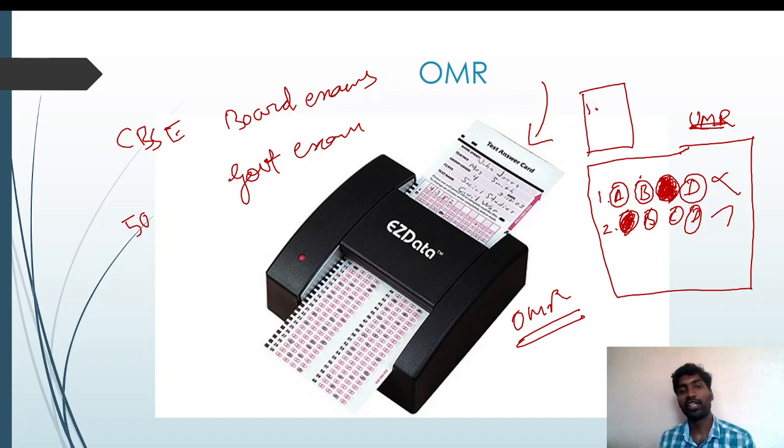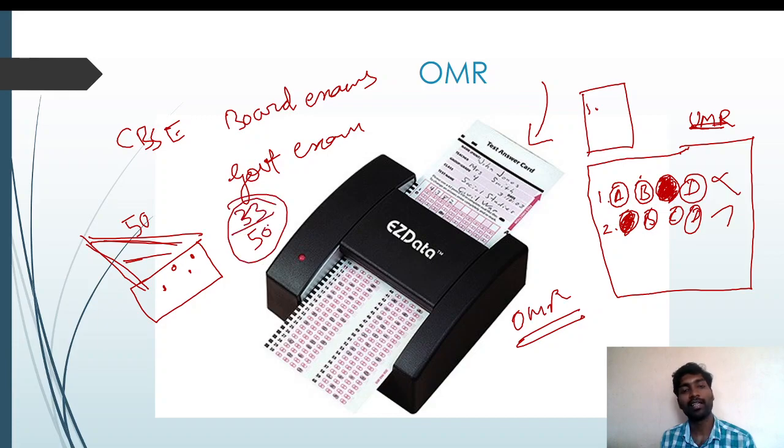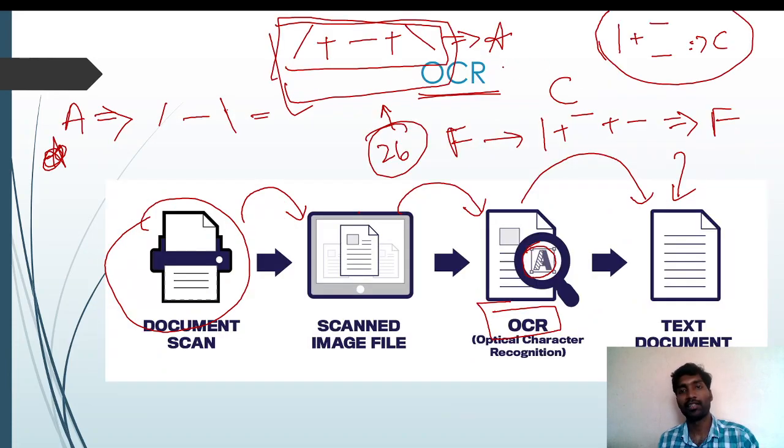Like that, in this machine, based on the absence of the shade, light will pass through the paper here. So based on the absence of the shade, it will give the mark. Out of 50 you scored 33. Are you getting? Like this it will give us the marks. Okay, this is the OMR technology. OMR uses absence of the shade. Okay, getting? Be clear in this.